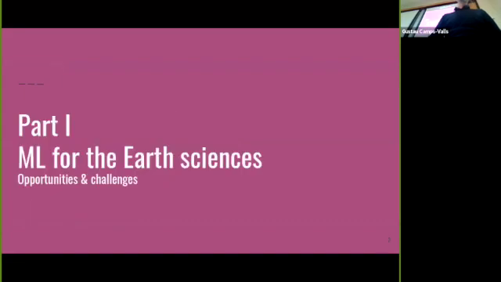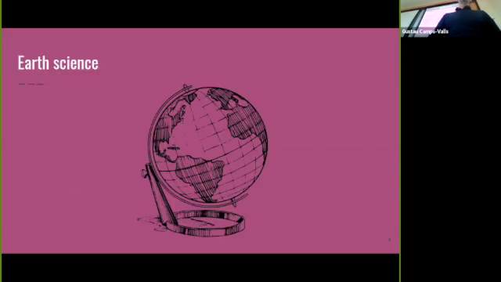Okay, so for the first part, I will try to review these opportunities and challenges of machine learning for the earth sciences. And this is our study object. We are interested in monitoring this little object of interest. We are really interested in capturing all the vital signs and the health status of the system. This is, of course, a multivariate, interconnected, complex dynamical network system.